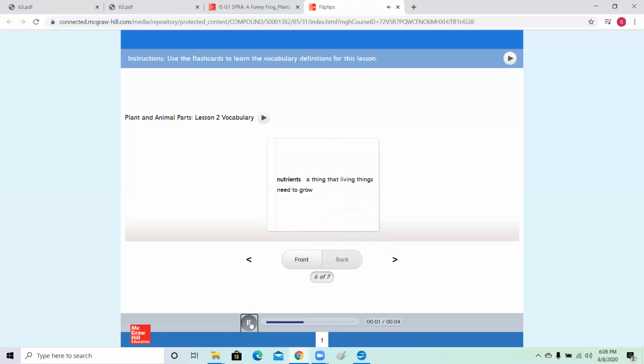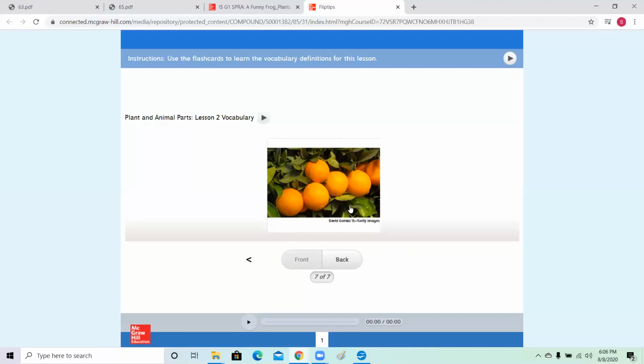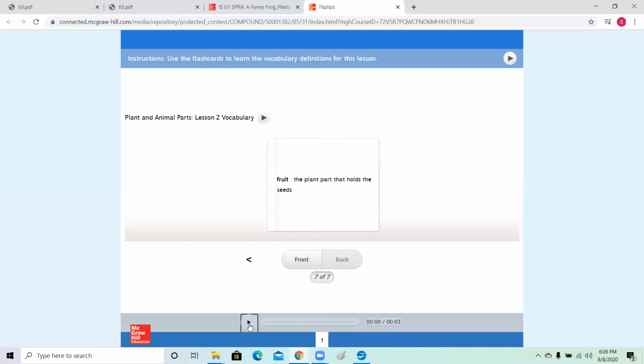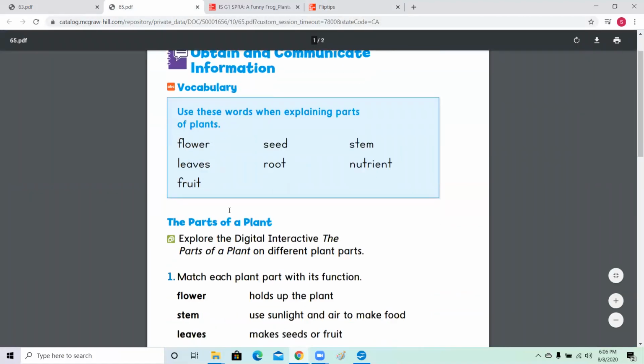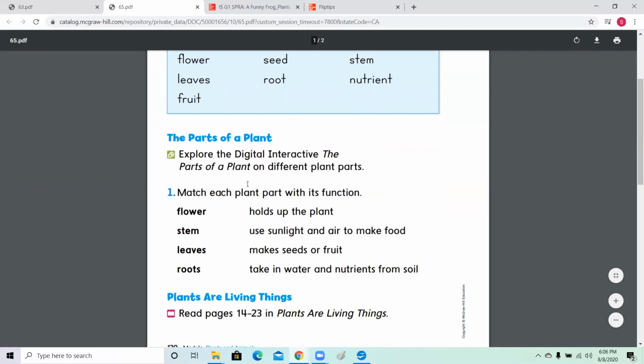Nutrients: a thing that living things need to grow. Fruit: the plant part that holds the seeds. All right, so let's go to our book, page 120, and read the words here. Flower, leaves, fruit, seed, root, stem, nutrient. These are parts of plants.